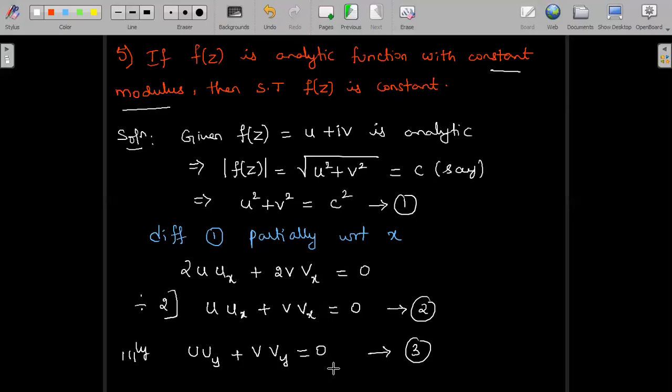Now with equations 2 and 3, we will square and add them up. Squaring and adding equations 2 and 3, we'll be able to get the next step.